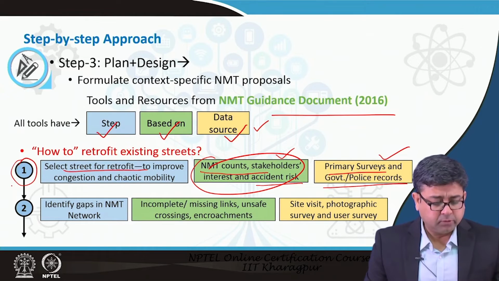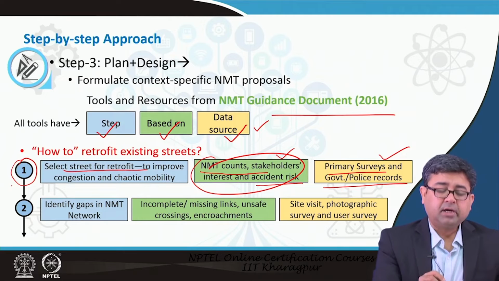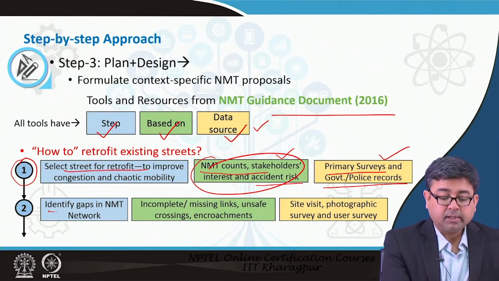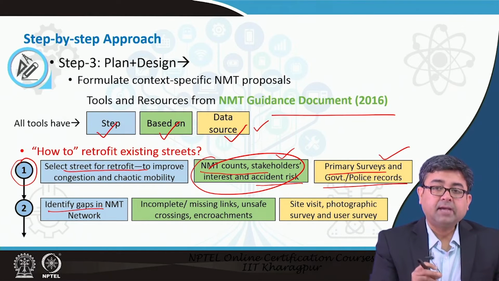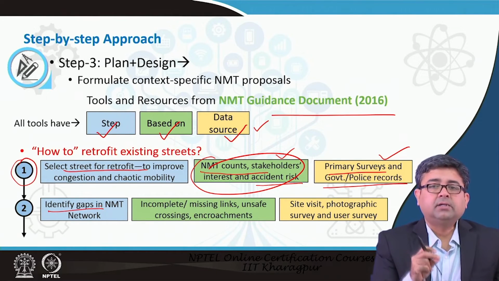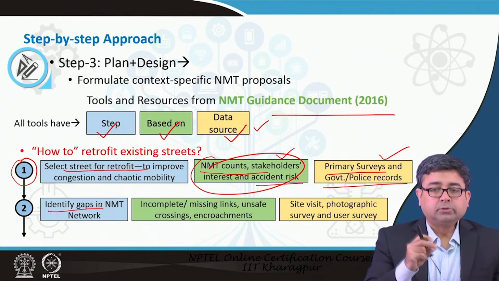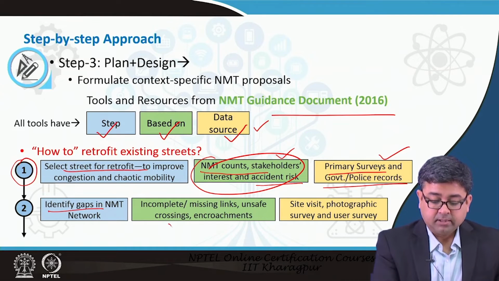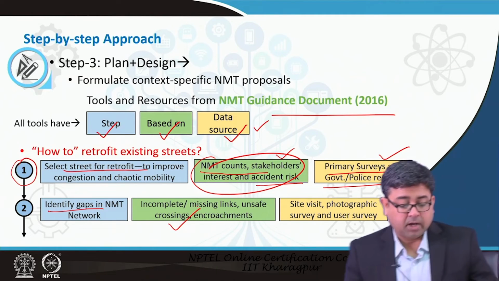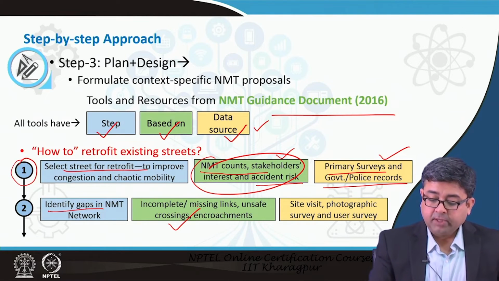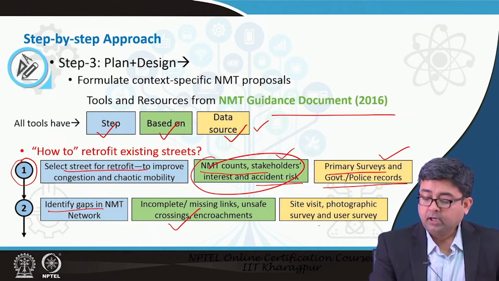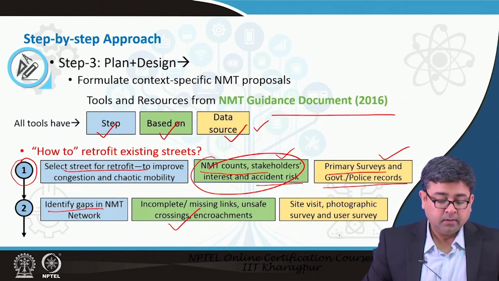Similarly, for the second step, now that you know which street you want to retrofit, you have to find out what the exact gaps are in that street network or along that street. Where are the gaps, what are the gaps? Is it only that it does not have sidewalks, or is it that there are sidewalks, but they are encroached upon, and so forth. So, you have to identify the gaps. You base it on counts, again missing links, maps that you have developed, and so on. And where are you going to get the data from? You can collect your data by site visits or do surveys and user surveys.